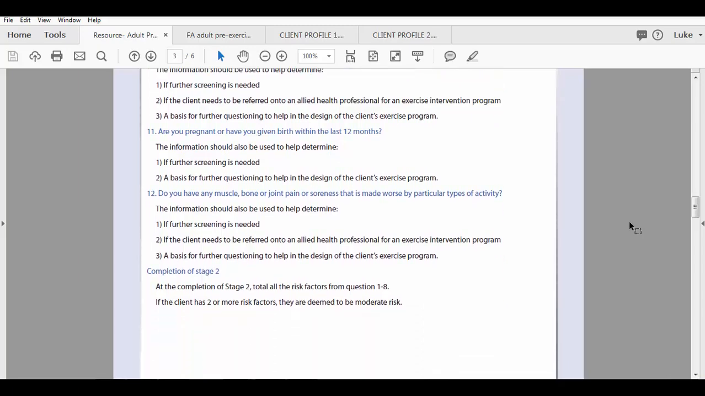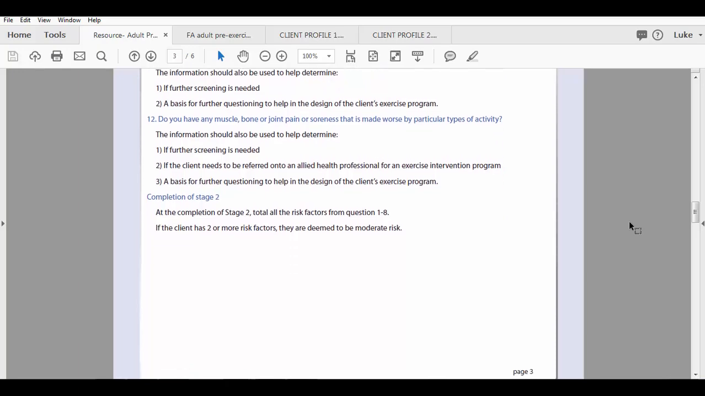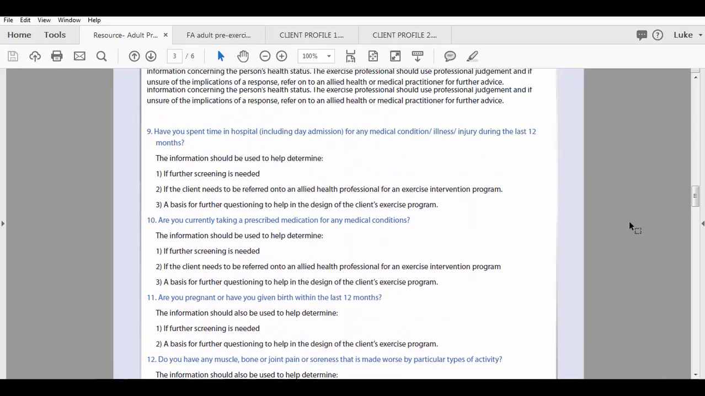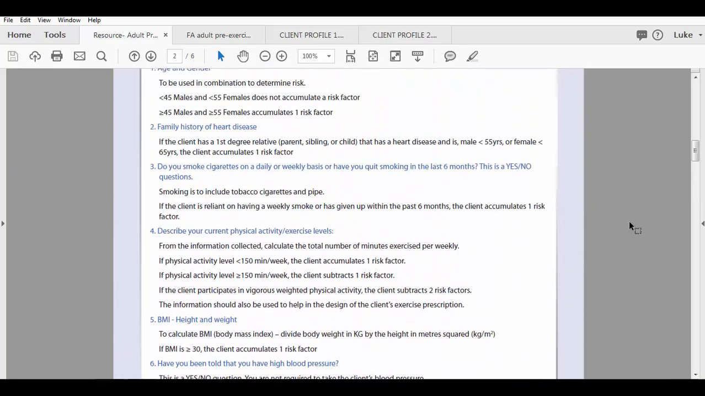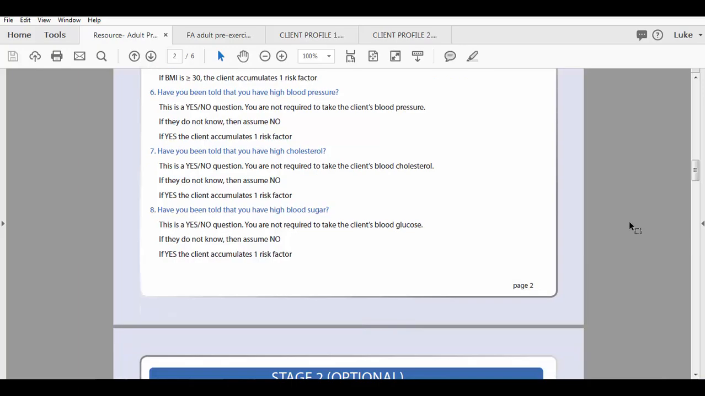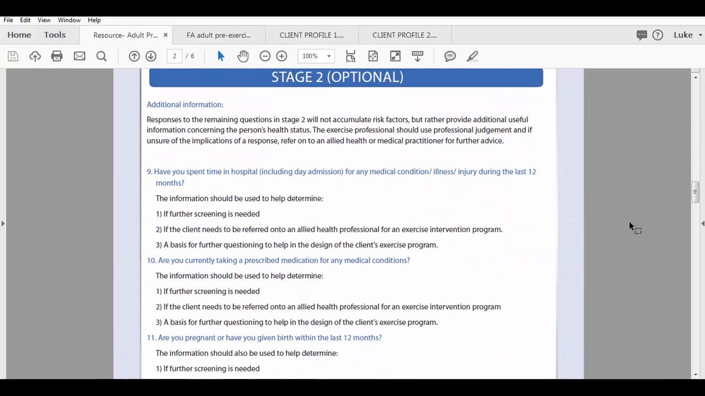So now you've completed stage 2 with your client. At the completion of this stage, you need to make a sum of the total risk factors from questions 1 to 8. So if we go back up, these were the questions on the first page. Remember, each question had a score of 1 or 0, or in the case of question 4, could have been -1 or -2. So you add all of them up and you get an overall risk score.